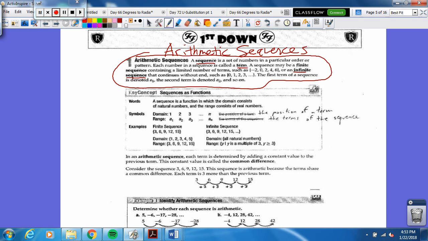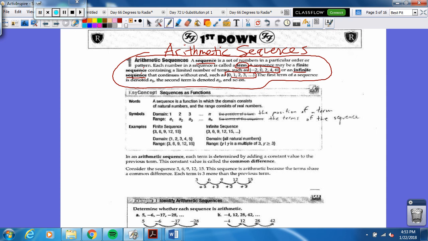A sequence is a set of numbers in a particular order or pattern. So it's a pattern. Each number in a sequence is called a term. That's going to come up a lot. What term are we talking about? There's a particular number. A sequence may be finite, a sequence containing a limited number of terms, which means that it only has that many, or an infinite sequence, which just goes on forever and ever.